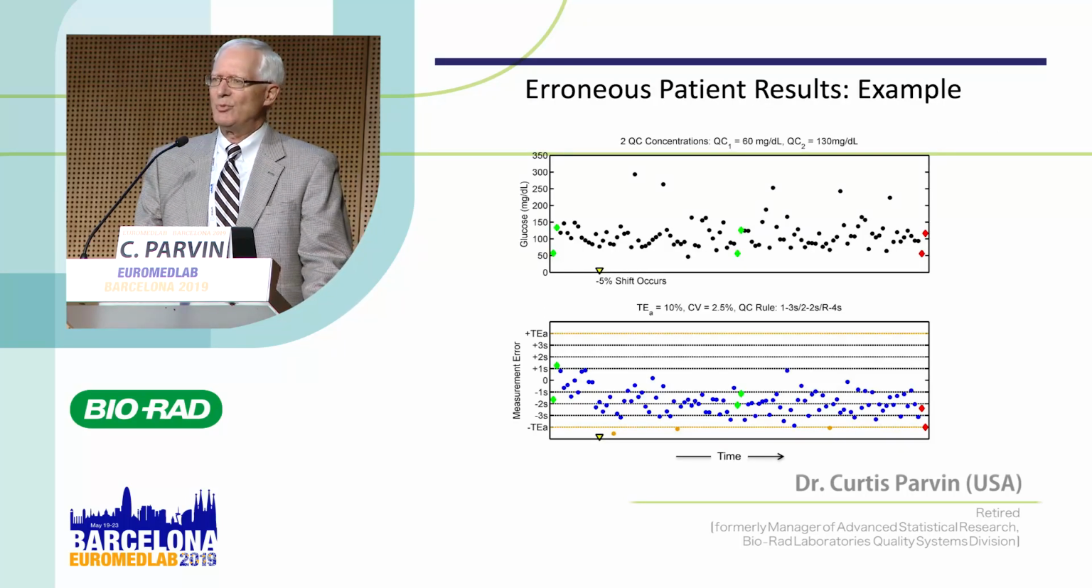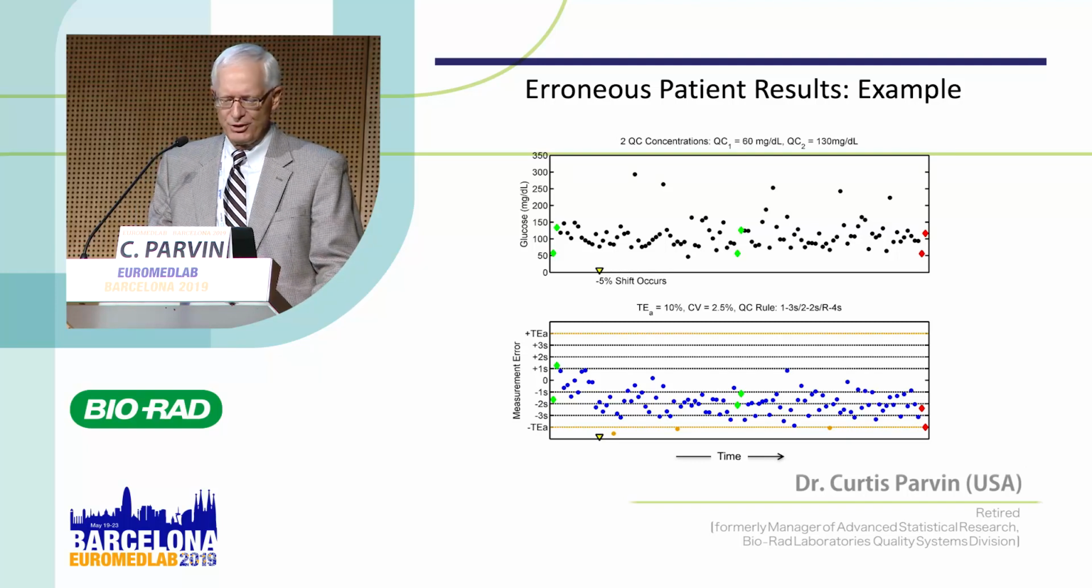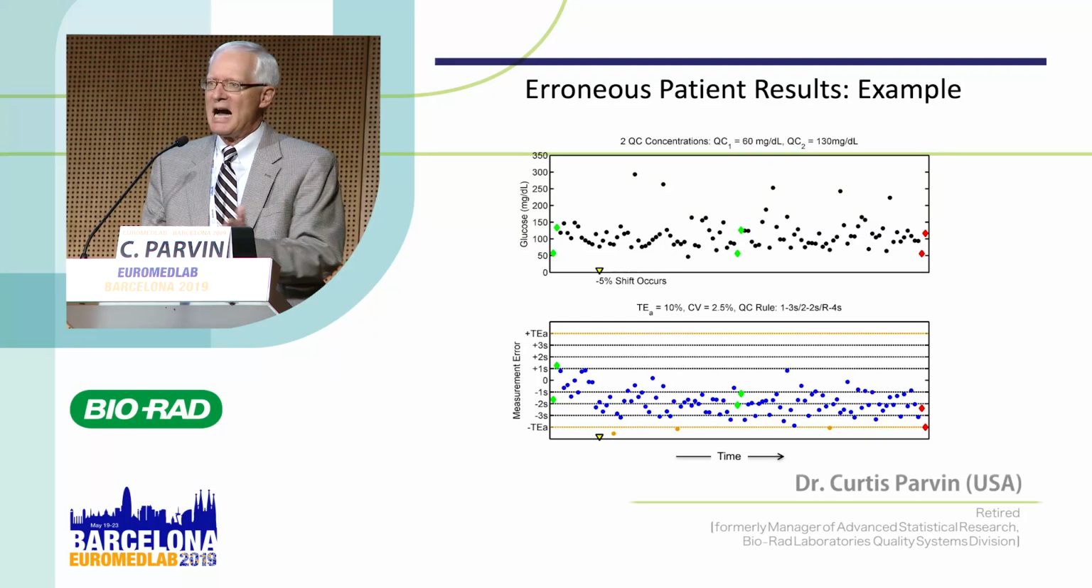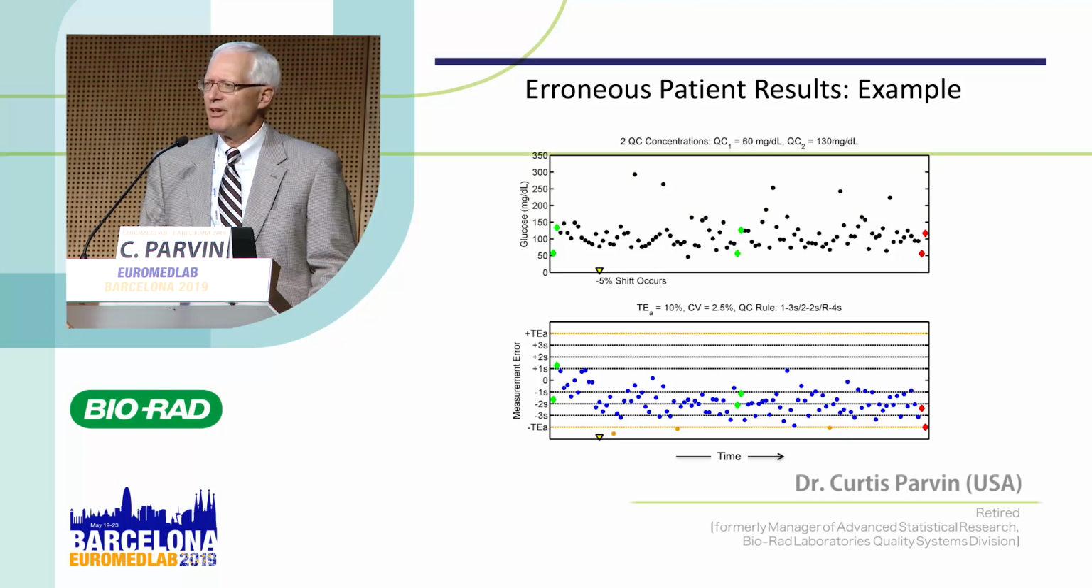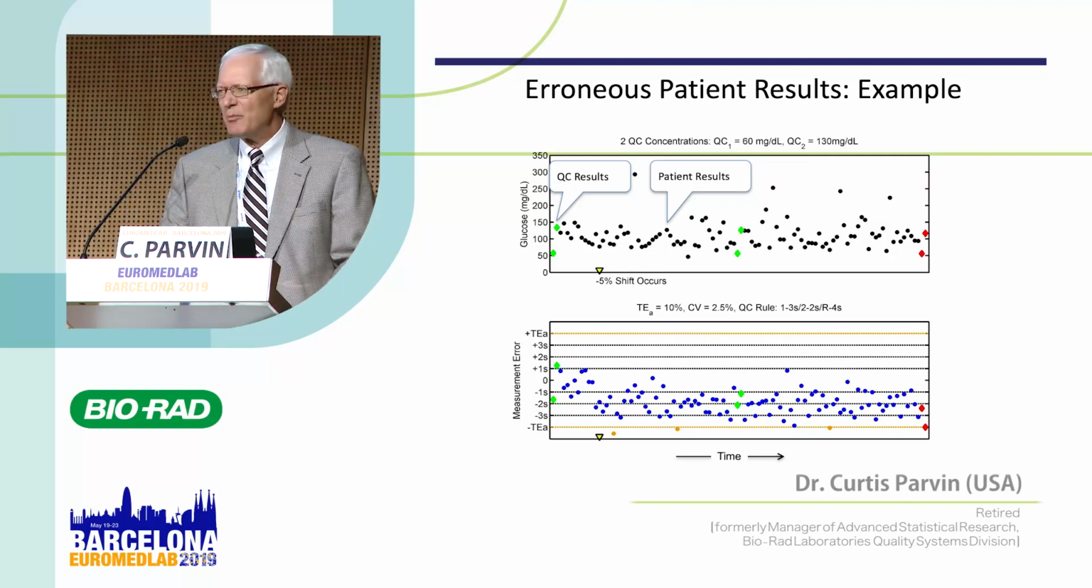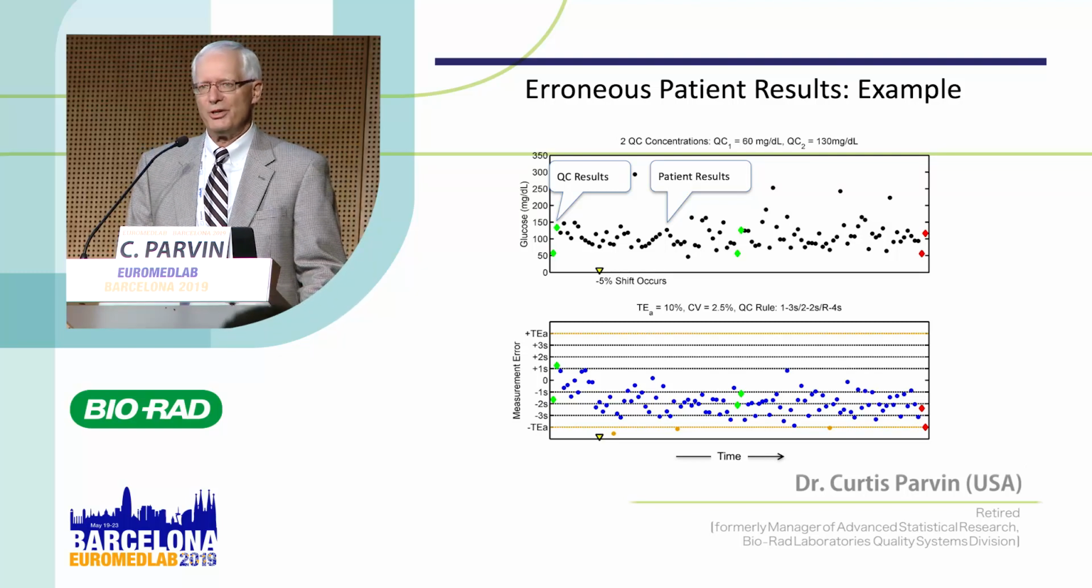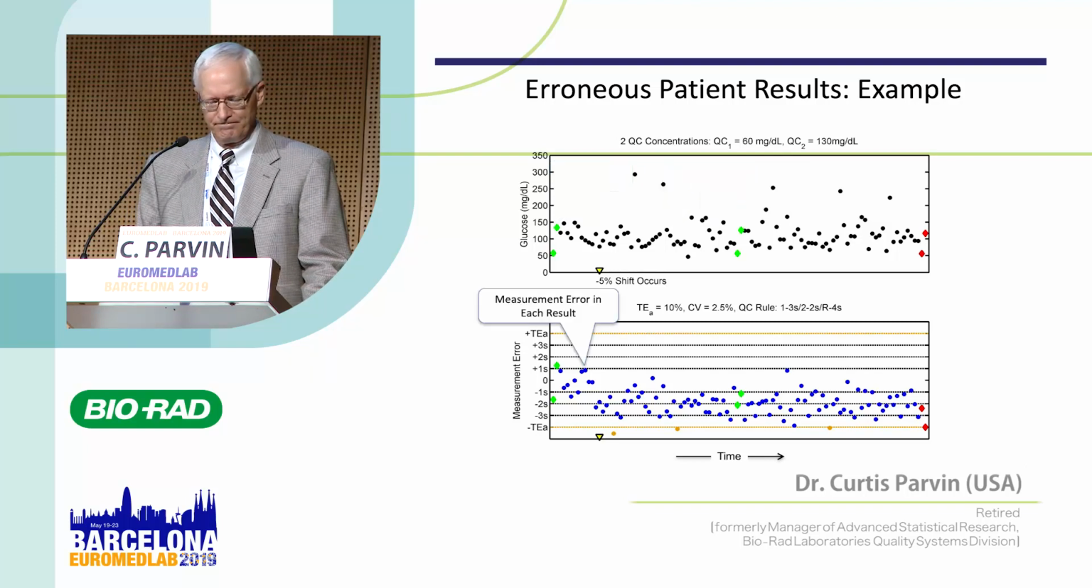So this is an example of a glucose measurement procedure. From left to right, we're going in time, okay? The black dots in that upper figure represent patient results, and the diamonds represent QC results. So in this particular case, a pair of QCs are being tested approximately every 50 glucose measurements, okay?